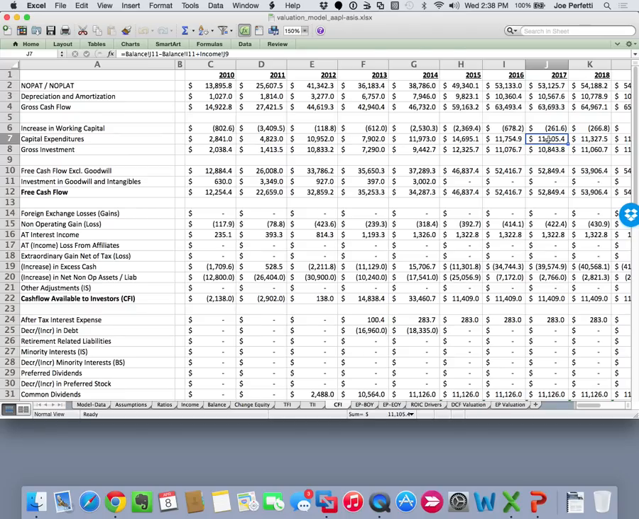So what do you think? What's your gut feel before we get too deep? Buy, sell, hold. All right? Why? What's your rationale?